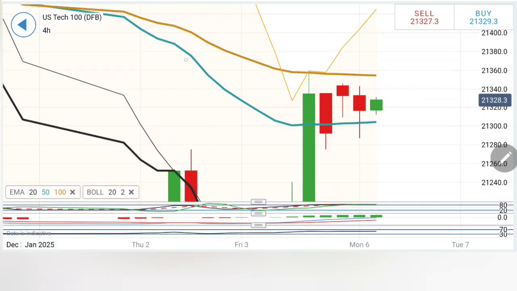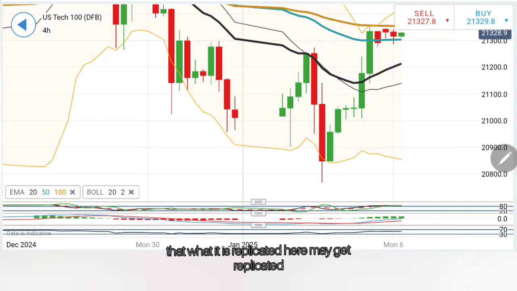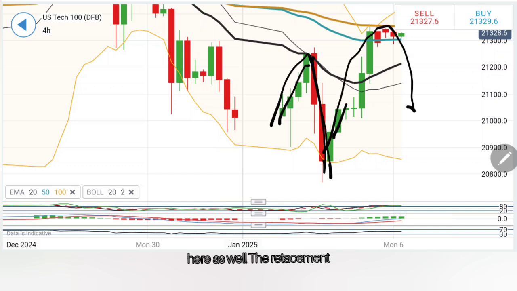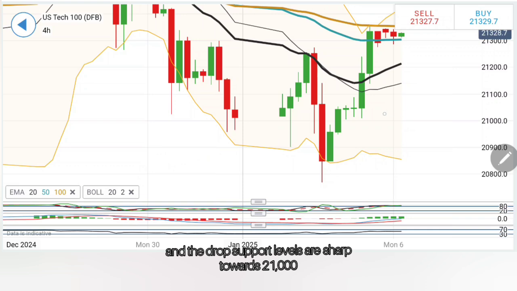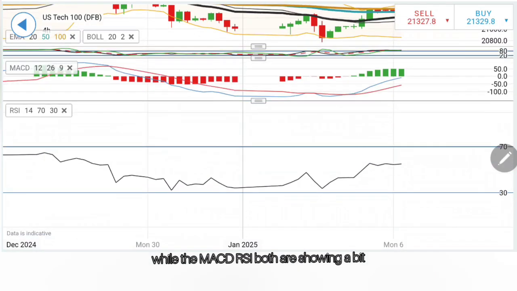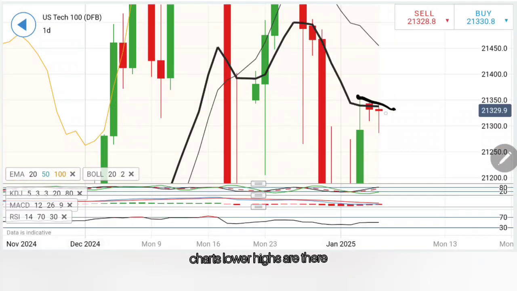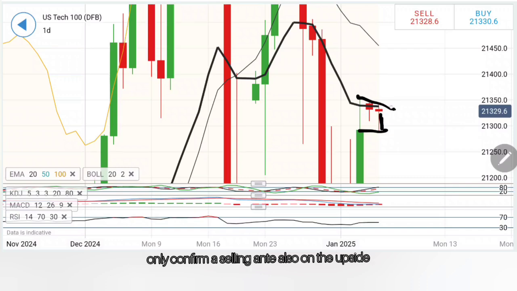On the 4-hour, similar observation, nothing different, nothing more, nothing less. Lower highs, higher lows. Let it break beyond 21,360 or trade below 21,280; for this 80 points, do not take a trade. A possibility is there that what is replicated here may get replicated here as well: the retracement and the drop, with support levels sharp towards 21,000 and lower levels. Stochastic is overbought here, while the MACD and RSI both are showing a bit of rise. On the daily charts, lower highs are there and it is still trading in red. Though it has filled the gap, I will wait for it to turn deep red, and only then confirm a selling entry.